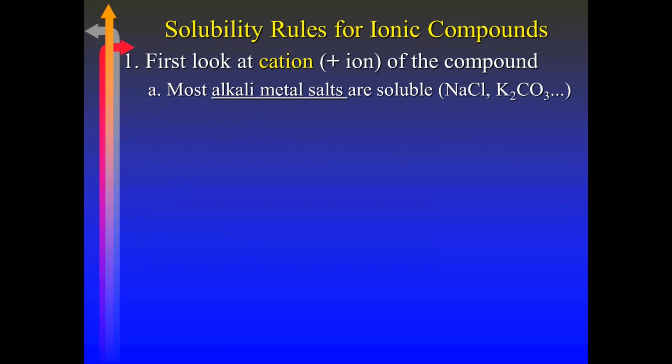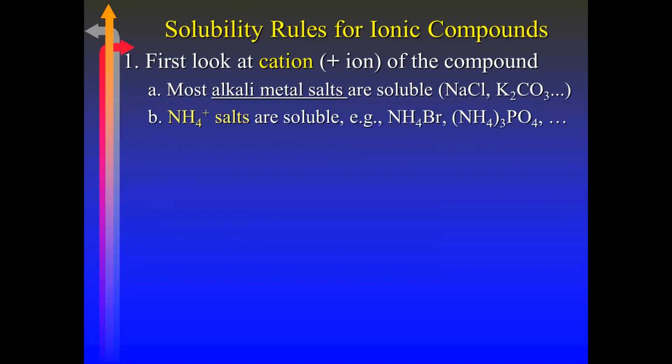To predict if one ionic compound is soluble or not, if I were you, I would first look at the cation of the compound. For example, this first rule tells us most alkali metal salts are soluble. That means the group 1, the Roman numeral 1 on the table I gave to you. So alkali metal group 1 salts are soluble.